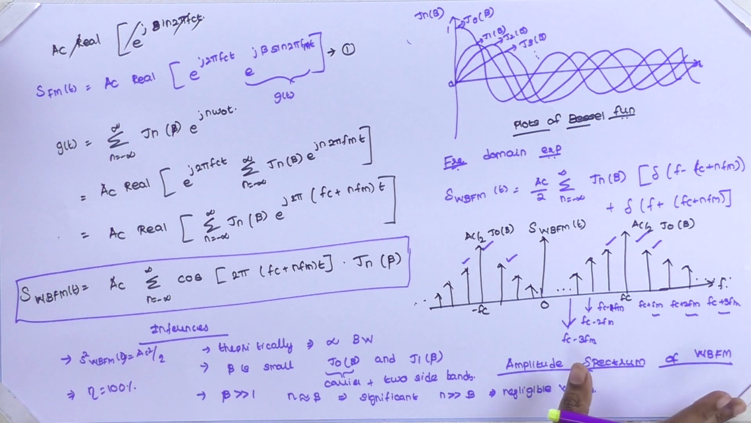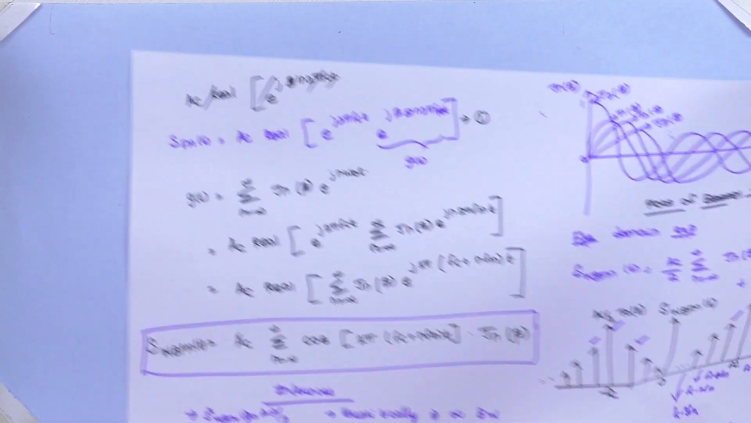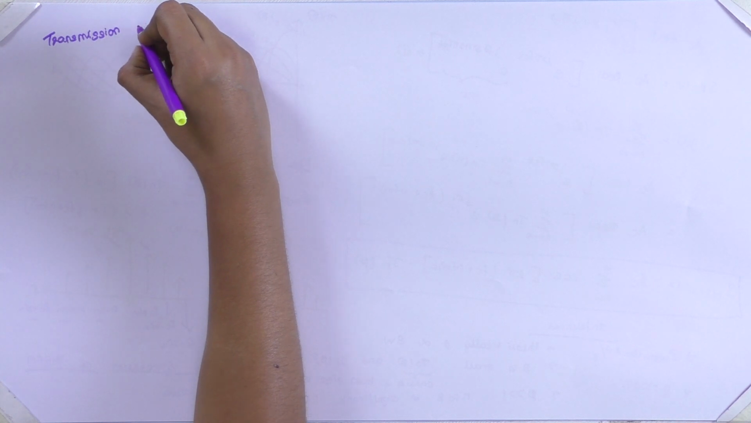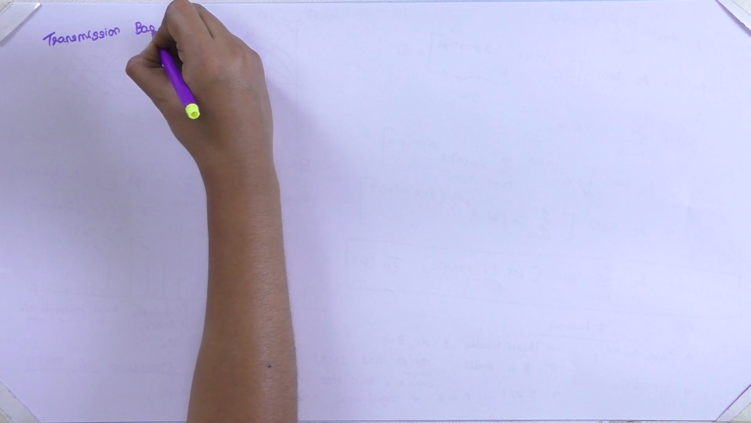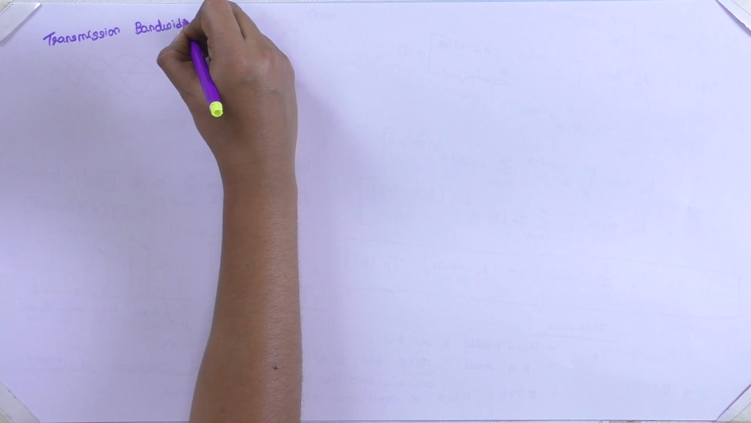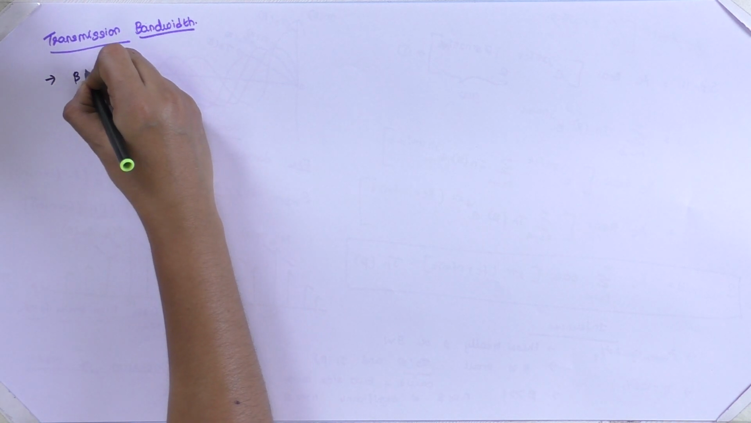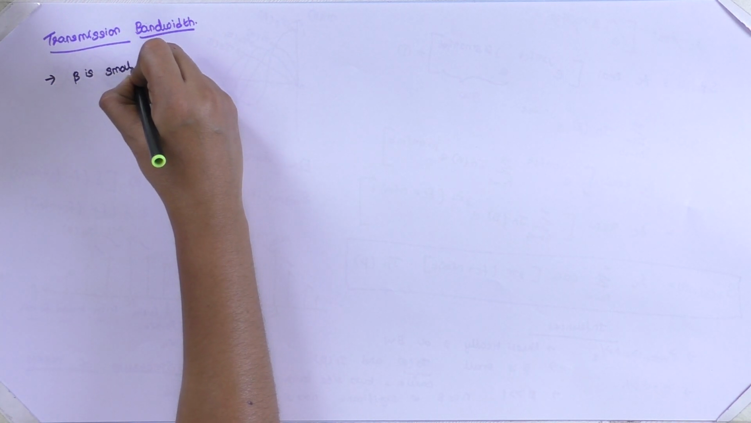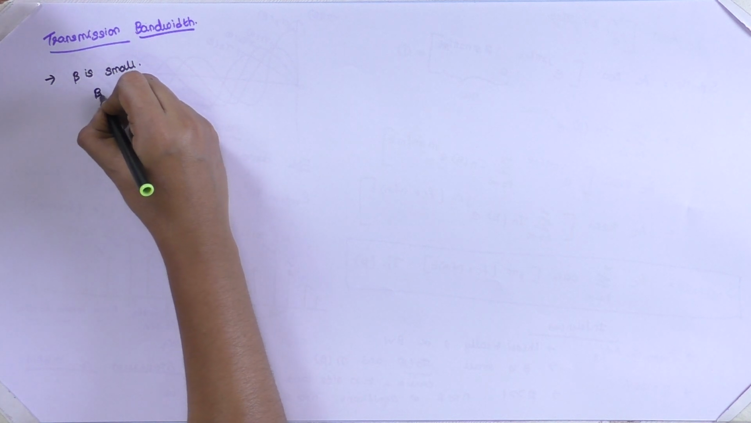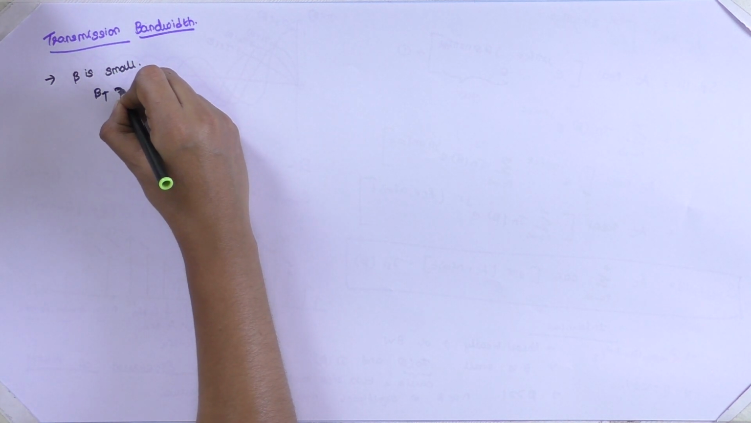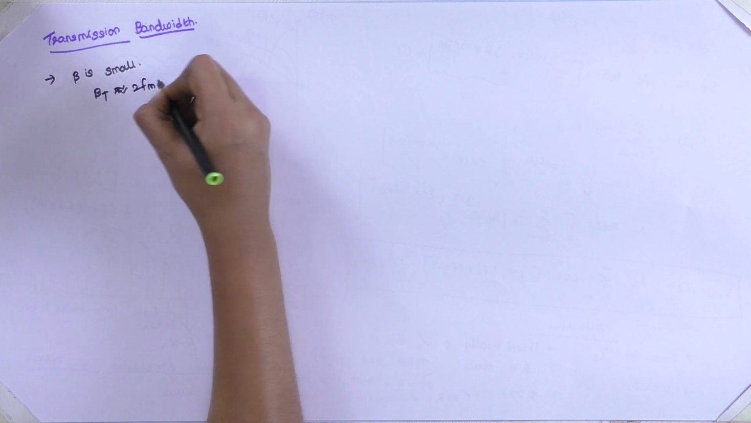Next, we will move on to the transmission bandwidth for the frequency modulated wave. Just now we have seen that theoretically it has infinite frequencies, but it is not practically implementable. Therefore, we have to restrict our bandwidth, and we are going to study based on which parameter. We know that if beta is small, we have no issues. Therefore, when beta is small, the transmission bandwidth is approximately equal to twice fm.